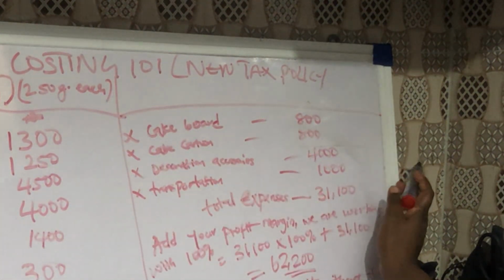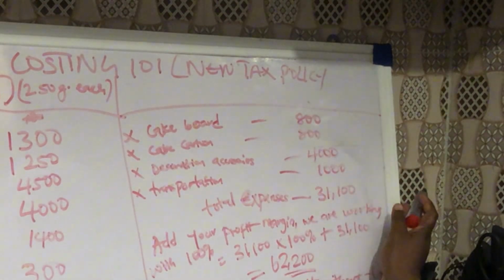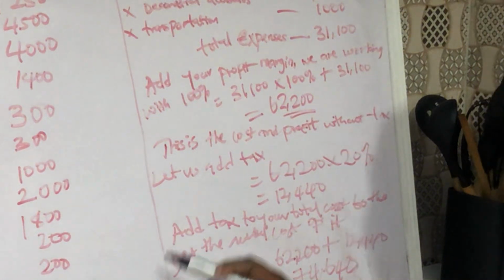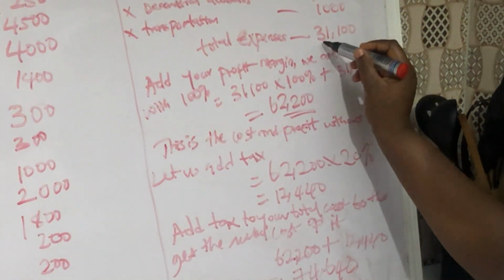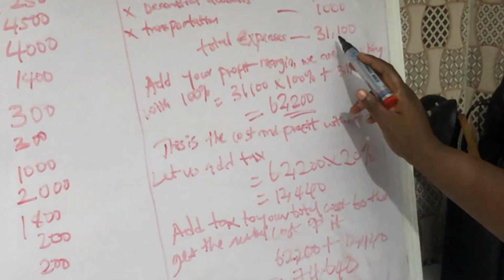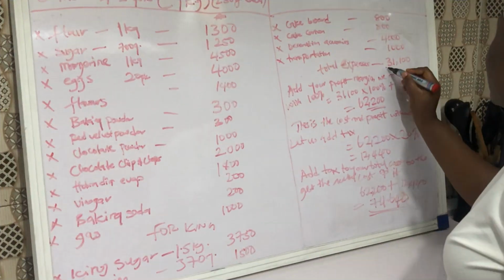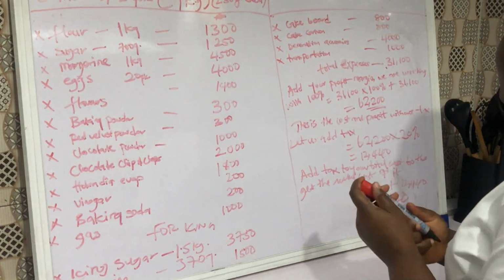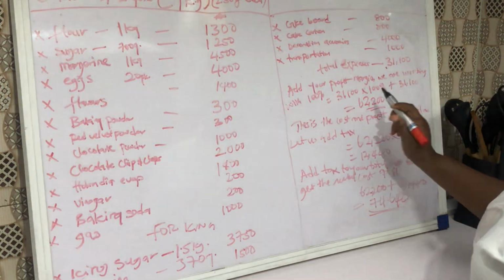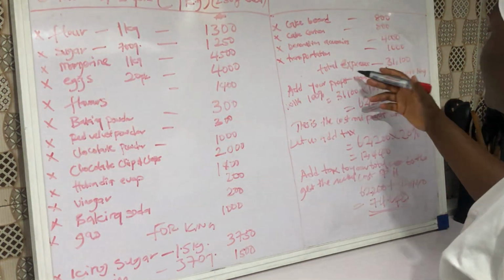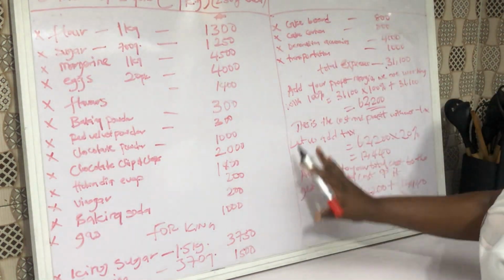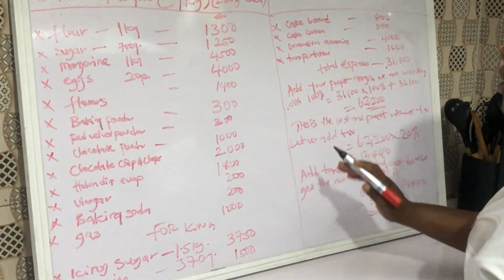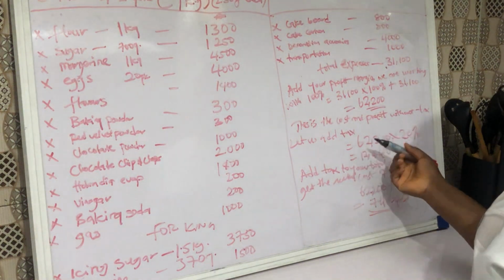Total expenses. Now this is where I want us to concentrate. After you have added everything that you are using, this is the total expenses, 31,100 naira. This 31,100 naira is your total cost. So according to your profit margin, some people add 70% of their cost as their profit margin, some add 50%, some add 100, even 150, depends on your own, however you like it.